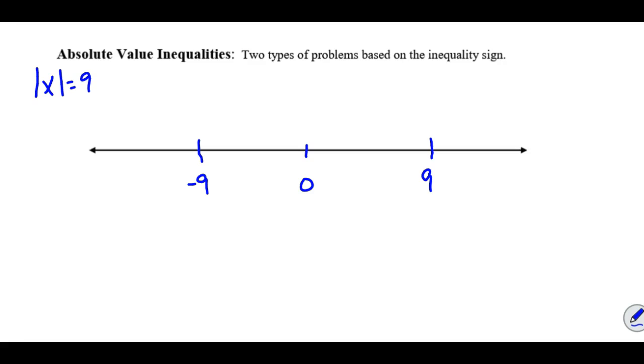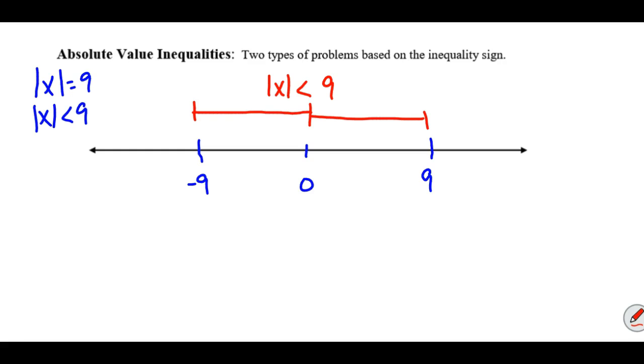But what about the inequality, the absolute value of x is less than 9? Well, again, thinking that absolute value is the distance from 0, if the distance from here to here is 9, and from here to here is 9, where would the distance be less than 9? Right here. This is the absolute value of x is less than 9. Any value of x between -9 and 9 will give me an absolute value of less than 9.